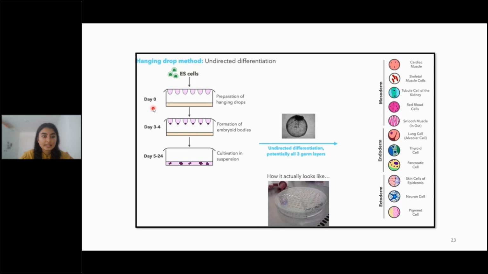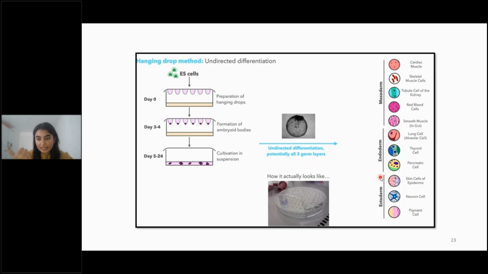So this is day 0. You take the embryonic stem cells and prepare a hanging drop. At the end of the drop you have embryonic bodies, and then you can directly cultivate them in suspension. This is basically how it looks. And yeah, with undirected differentiation, potentially it forms all three germ layers, so whatever you want.